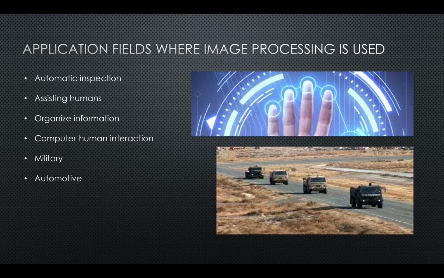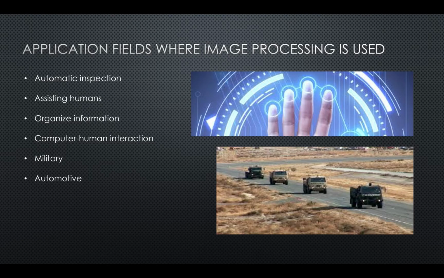Image processing is used in many application fields. Some of these applications are automatic inspection, assisting humans, organizing information, computer-human interaction, military use, and also it's used in the automotive industry. Automatic inspection uses image processing in manufacturing applications such as position and orientation being measured in order to be used by a machine or robot.